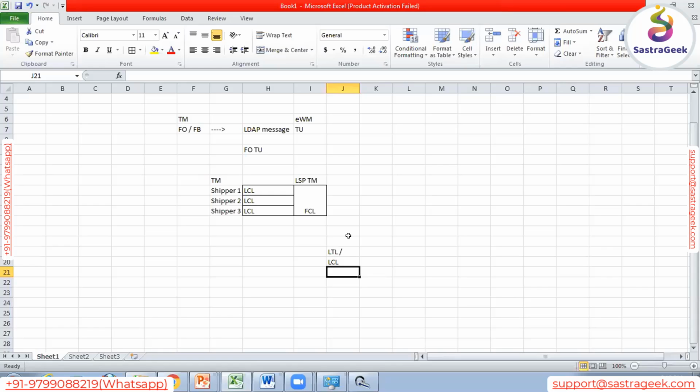See, as we go ahead in today's discussion, we'll see what type of shipments or what type of movements we have. So it will become clearer to you. I'll move ahead now. I hope everybody is clear with FCL and LTL.